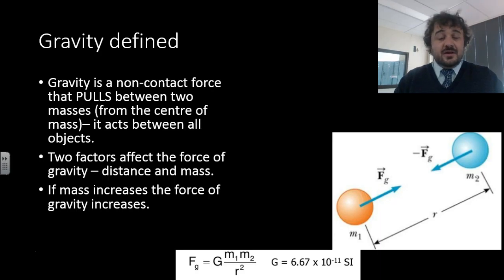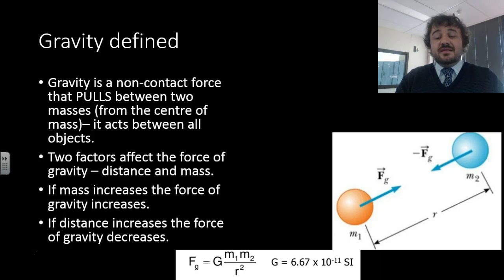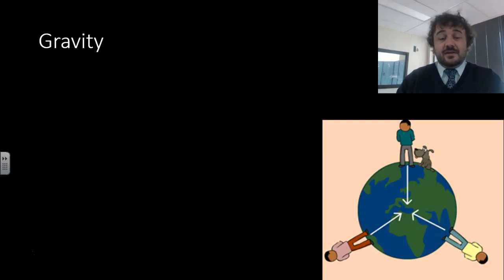It's at 100. If the distance between the two objects increases, the force of gravity decreases. So that means you're dividing it by a larger number. If the distance increases, you are dividing by a much larger number, and this means the force of gravity decreases.